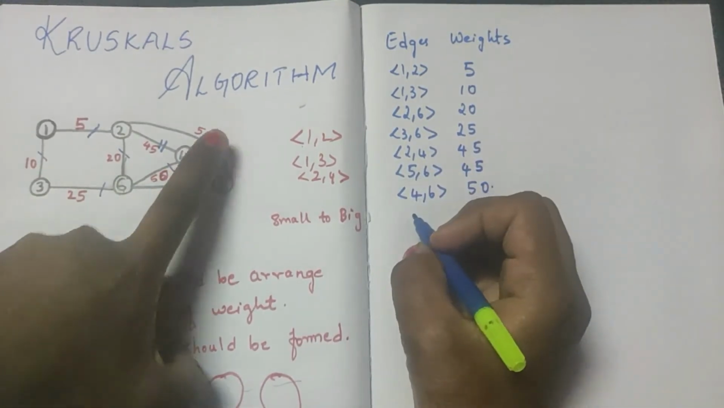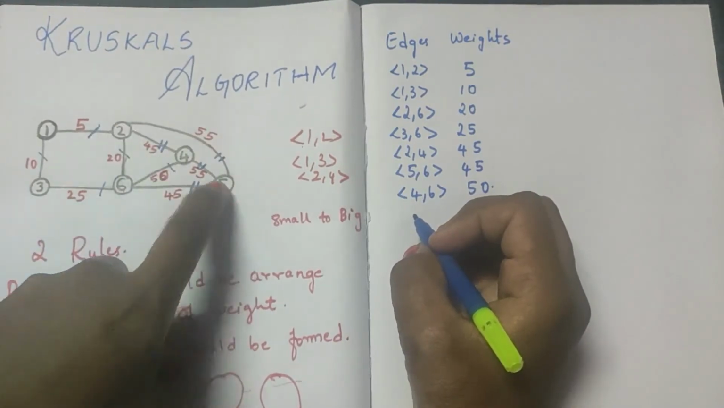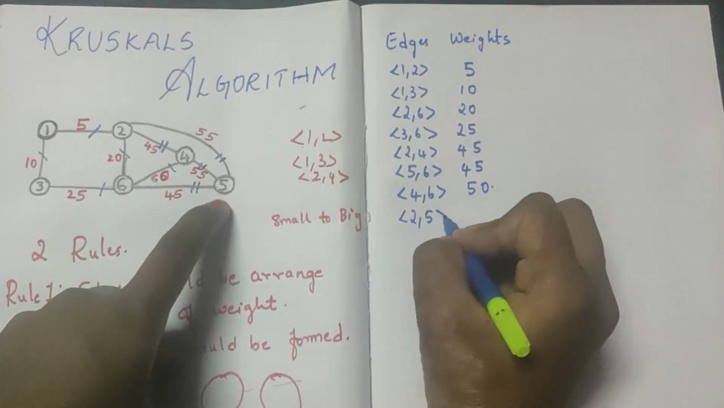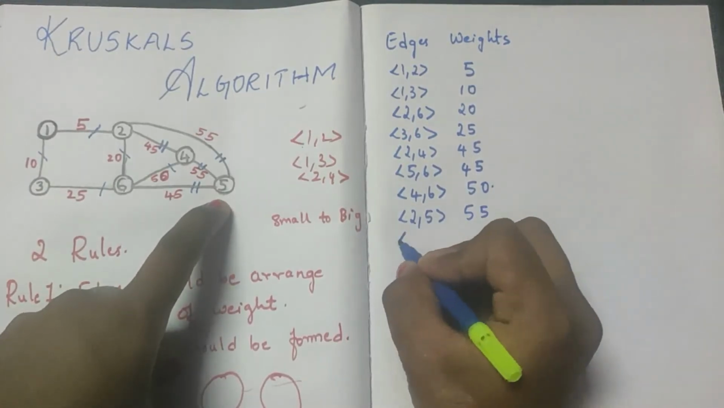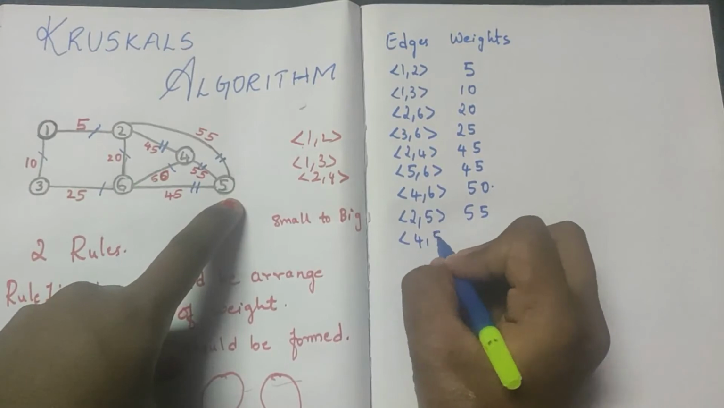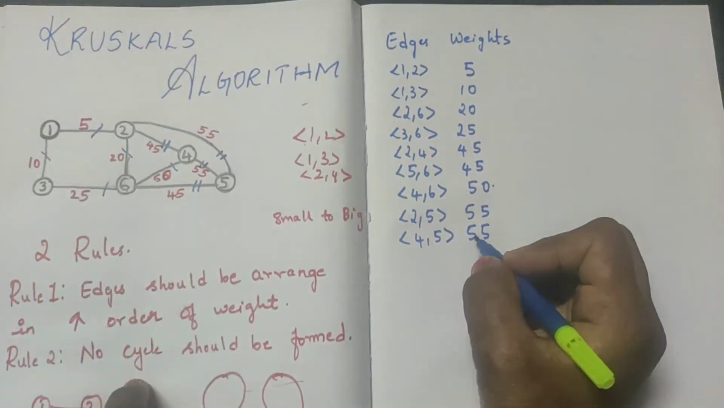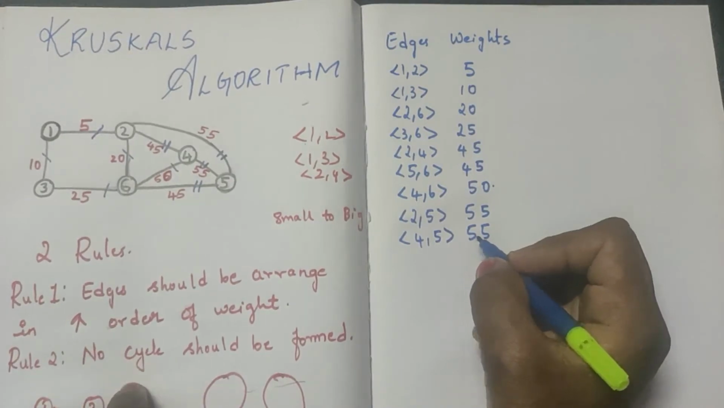And then we have 55, in two places. So 2 to 5 and 4 to 5. So first I'll take 2 to 5. 2 to 5, it's 55, and then 4 to 5, it's 55. So the first rule of Kruskal's algorithm is done. Now we will go to the second rule.